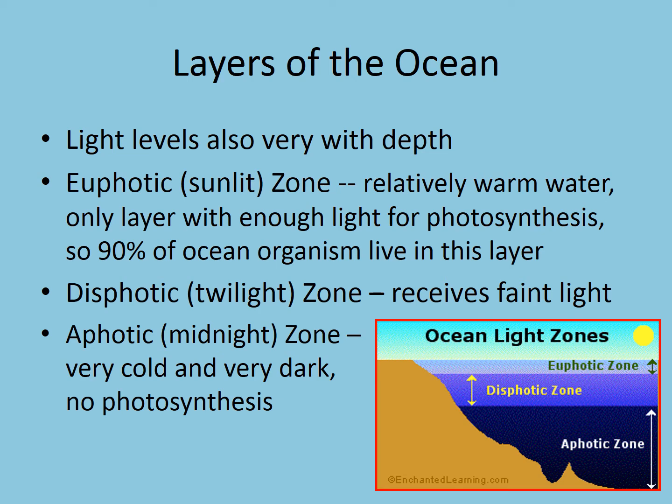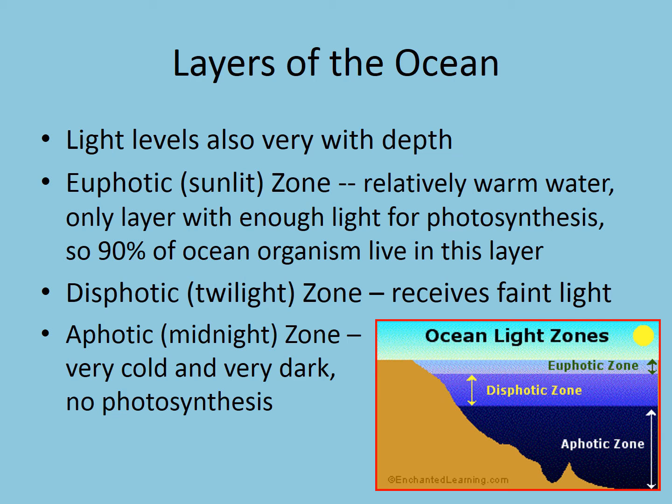Now, the second layer down is called the dysphotic or twilight zone. And if you think about walking around at twilight, you can still see, but you can't see great. It's not like you can see in the middle of the day kind of lighting. So it does receive a little bit of light, enough that you can see in the water, but it's not enough for photosynthesis to occur.